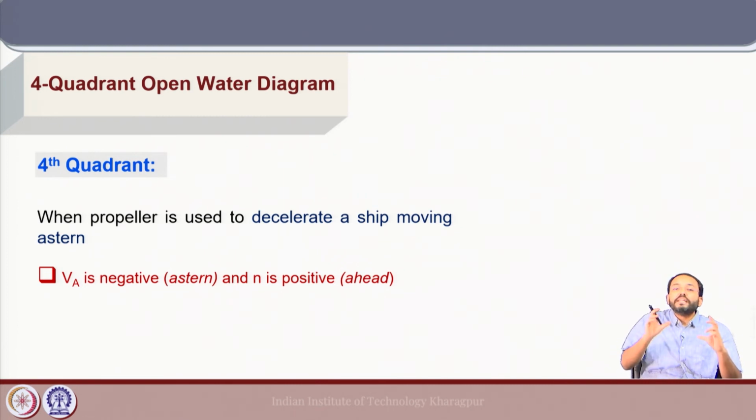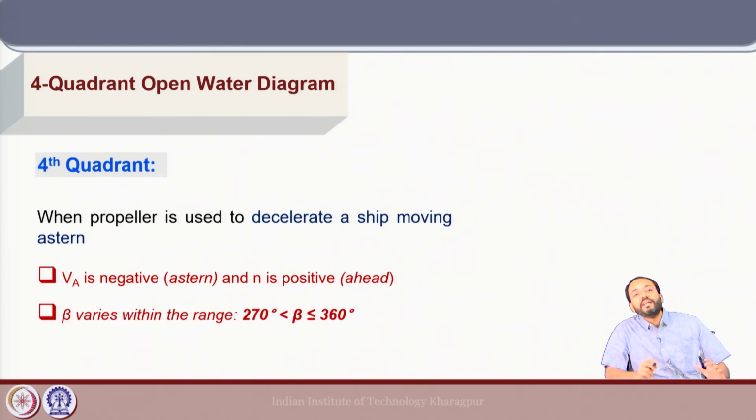So, this case is a very special case of maneuvering which corresponds to the fourth quadrant here, a combination of Va negative and N positive, where beta will range between 270 degrees and 360 degrees, which is the fourth quadrant of the open water diagram.